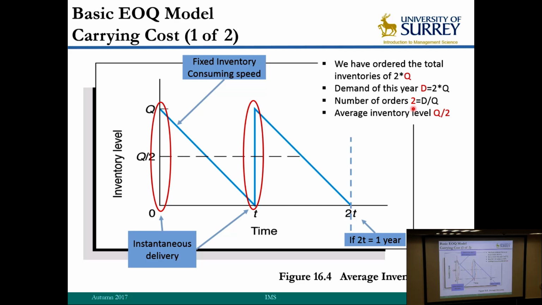We can do the same thing from T to 2T. The average level is also Q divided by 2. So for both time periods, the average level is the same. For the whole year, the average inventory level is Q divided by 2. So this is the average level. At every single time point we have a different level of inventory, but on average, we can say we have Q divided by 2. Okay, so this is a crucial quantity.